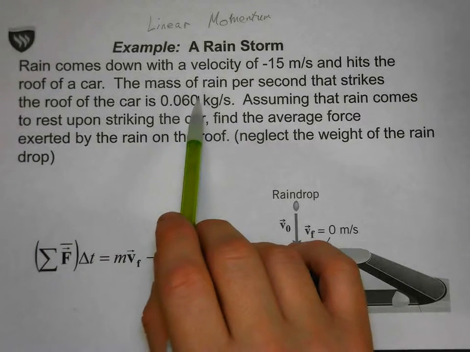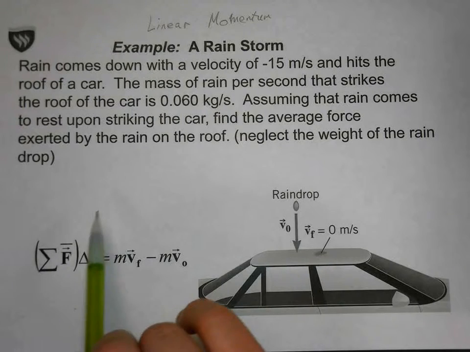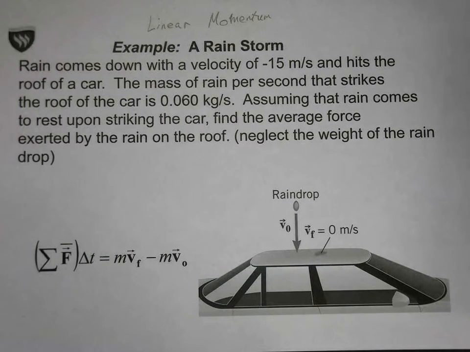The mass of rain per second that strikes the roof of the car is 0.06 kilograms per second. Assume that the rain comes to rest upon striking the car. Find the average force exerted by the rain on the roof. Neglect the weight of the raindrop.